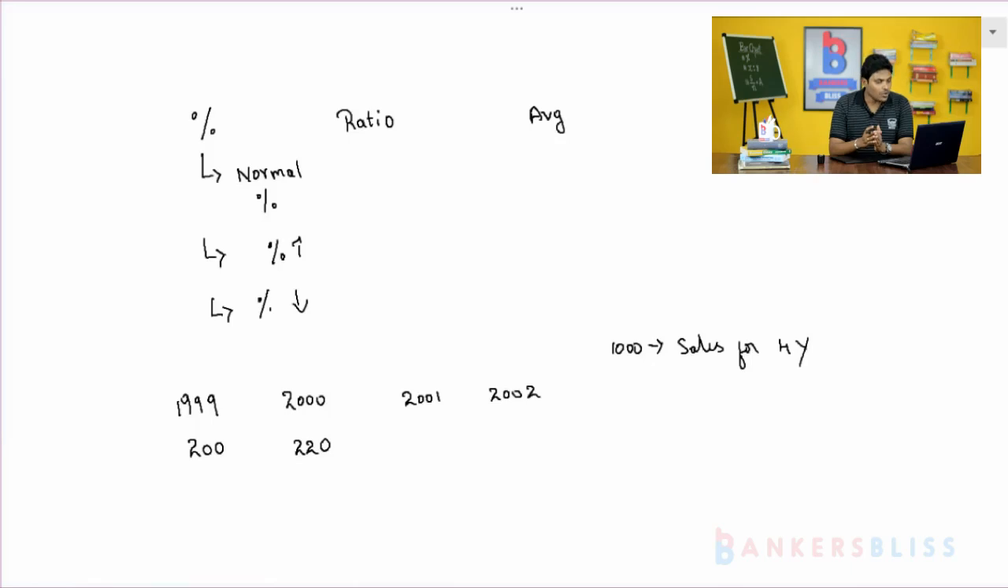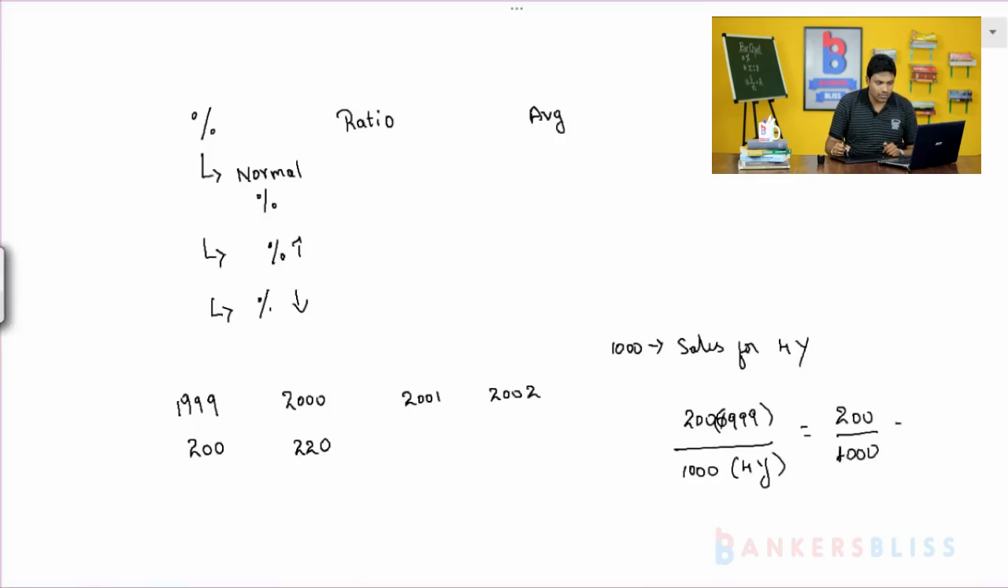Now, 1999 forms what percentage of the total sales for the 4 years? That is the question they are asking. So you have to calculate the percentage it forms. That is 200 in 1999 divided by 1000 in all the 4 years, which is equal to 200 by 1000, which is equal to 20 percent.